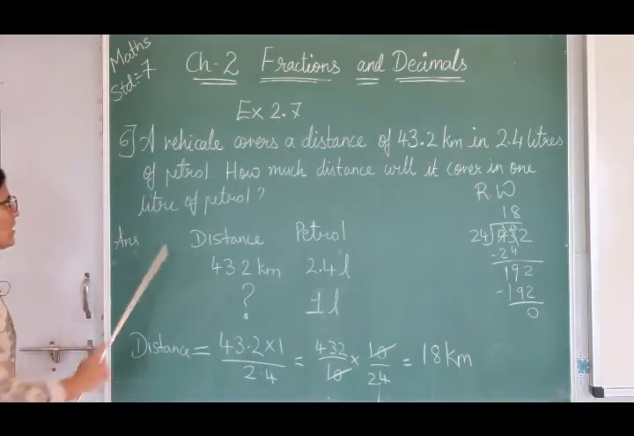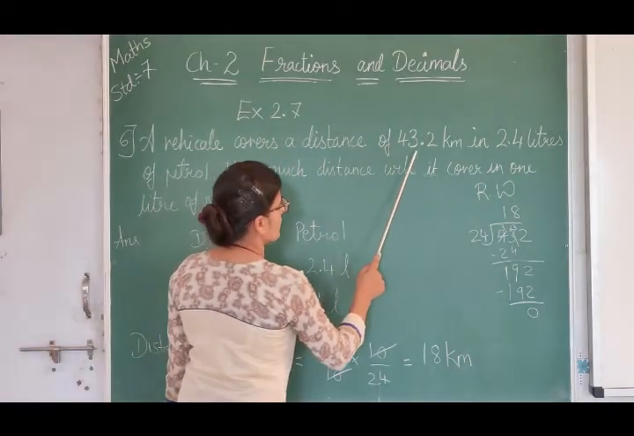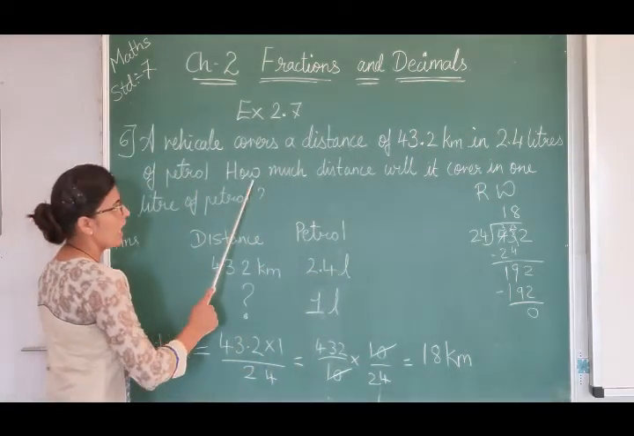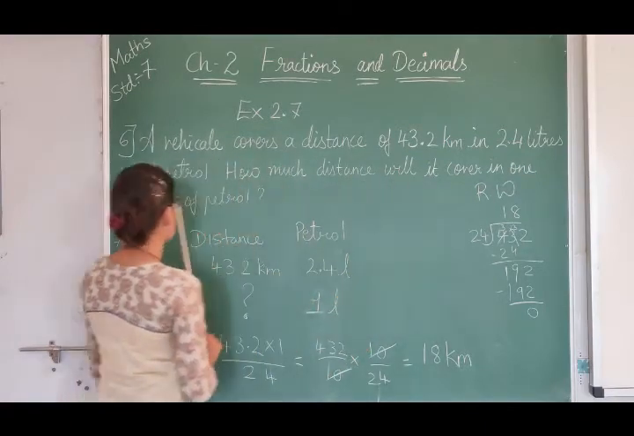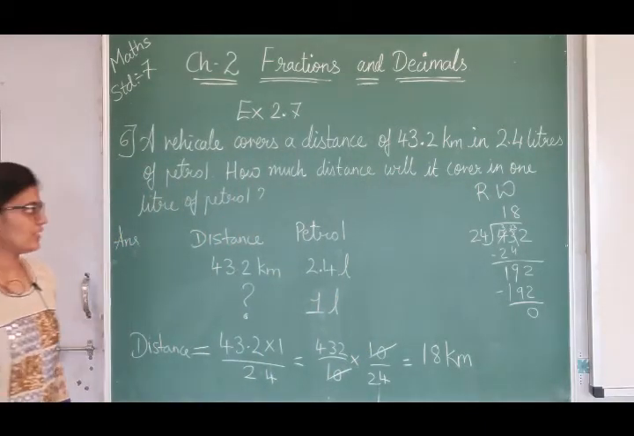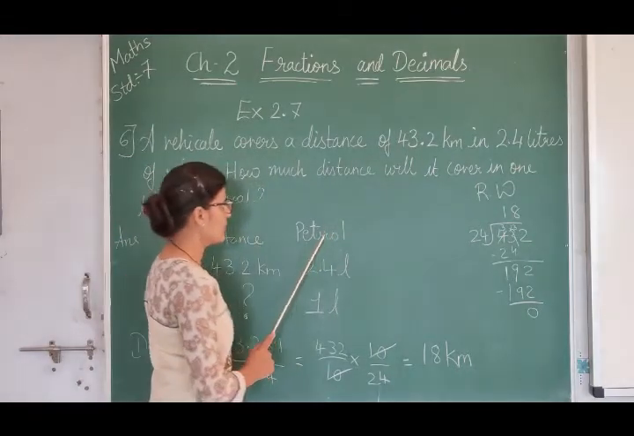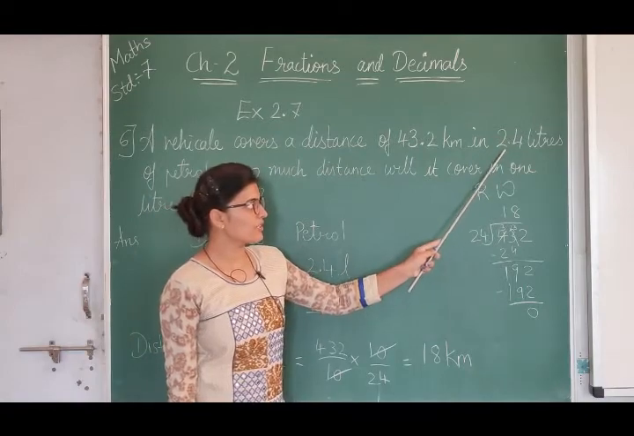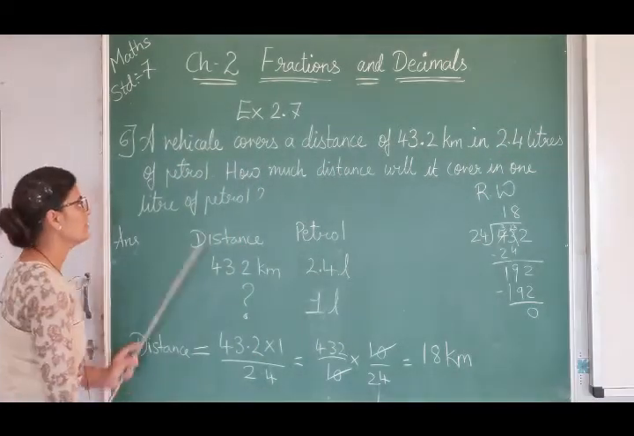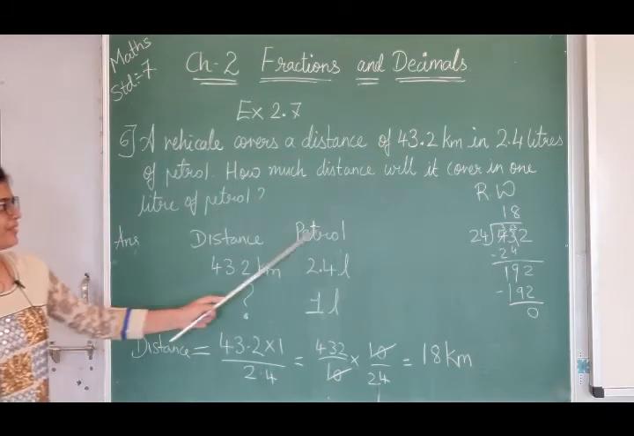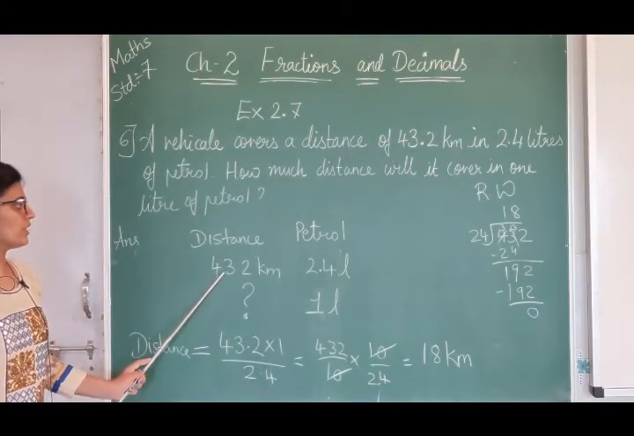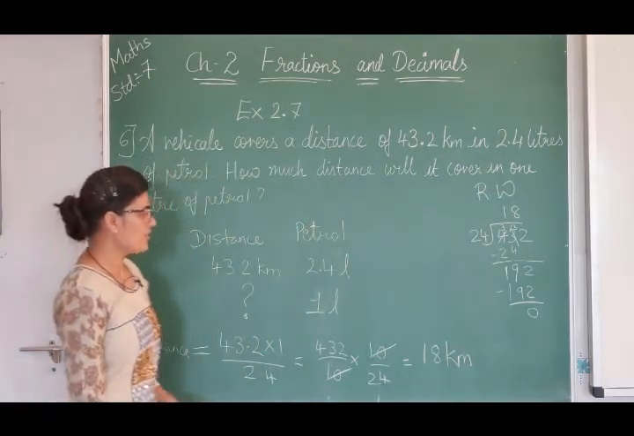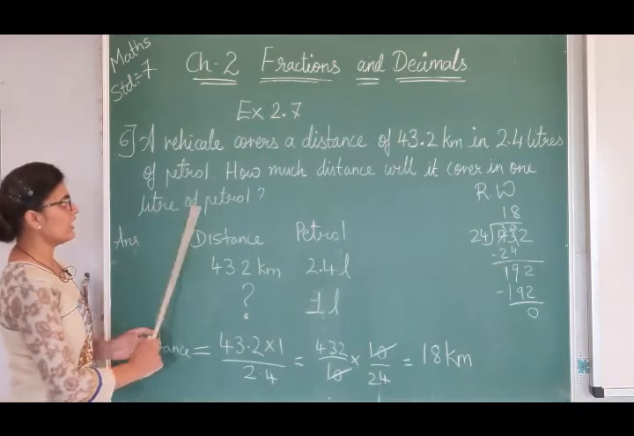Exercise 2.7 question number 6. A vehicle covers a distance of 43.2 km in 2.4 liters of petrol. How much distance will it cover in 1 liter of petrol? Now here distance is given and the petrol consumed is given. For 43.2 km the petrol consumed is 2.4 liters. We have to find it for 1 liter. So here we can write distance and petrol. For 43.2 km the petrol is 2.4 liters, which is given in the question. Now what we have to find out? For 1 liter we have to find out.